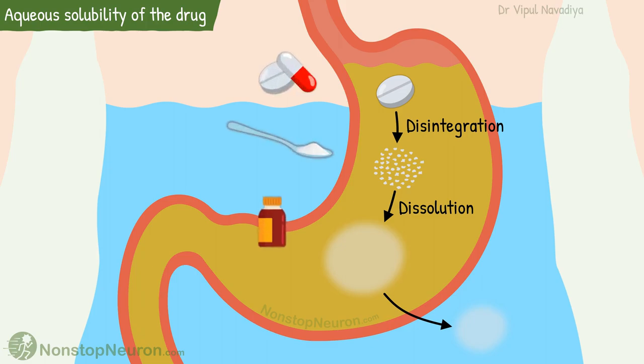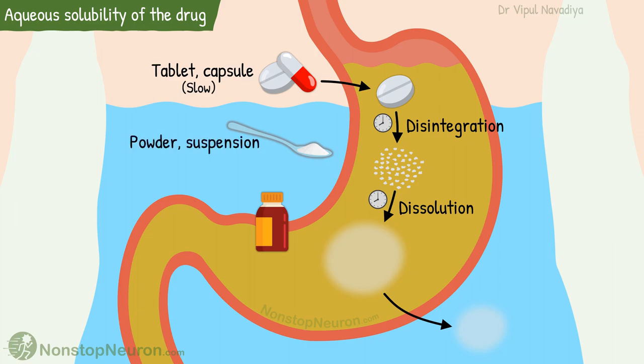Now, different formulations start from different steps in this process, and therefore have different rates of absorption. In tablets and capsules, the drugs are in solid form. They have to go through both disintegration and dissolution in our body, which takes time. So the absorption from them is slow.